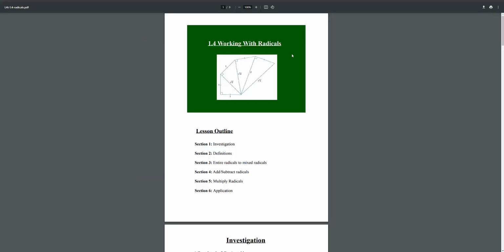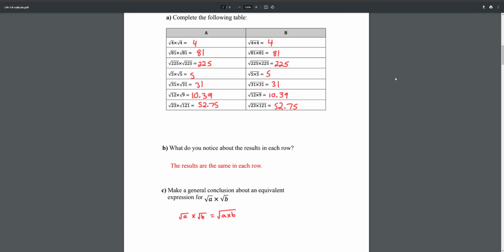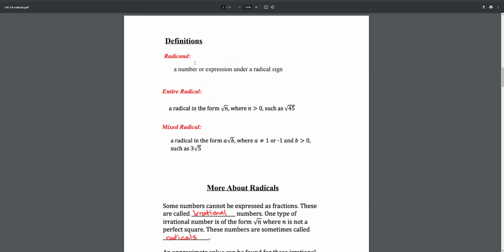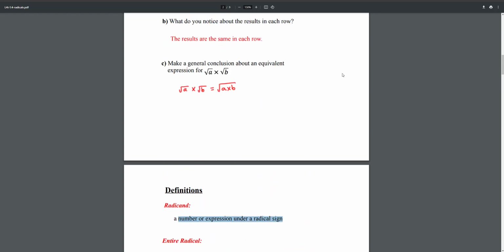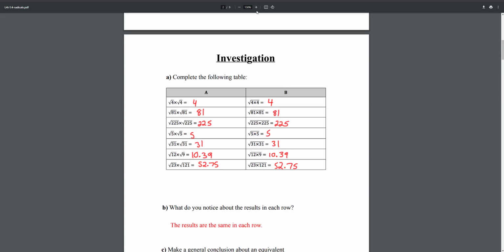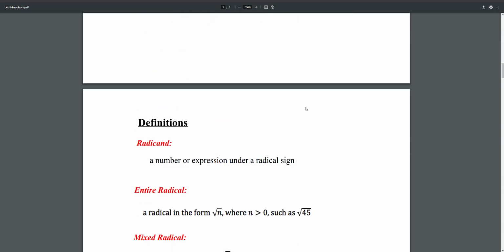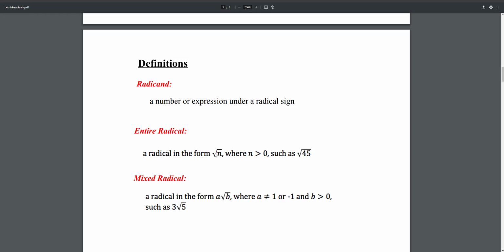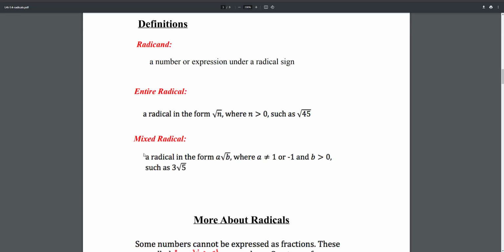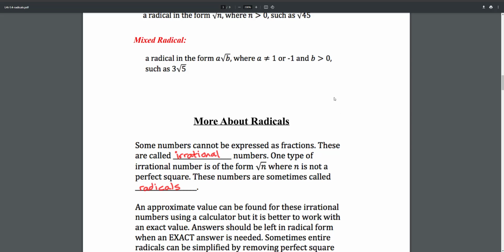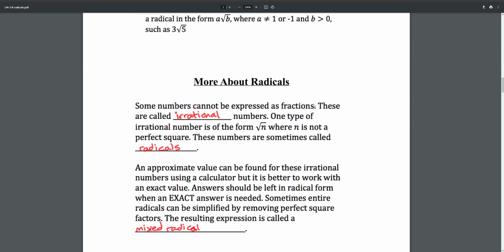And let's take a look at the initial part. So here we have some definitions. Radicand is a number or expression under the radical sign. So the number underneath the radical sign, in this example here, the radicand would be the 4. Square root 4, the number underneath the radical sign. Entire radical is the whole radical, the whole symbol with the square root of 45. And mixed radical is an example of a radical with a whole number in front, kind of like a mixed fraction.